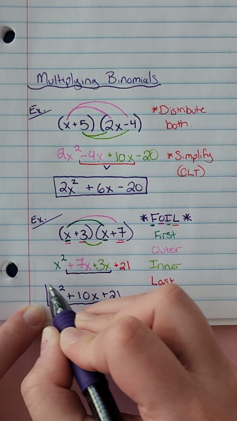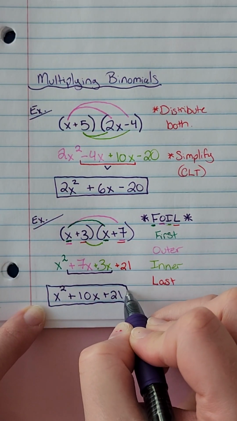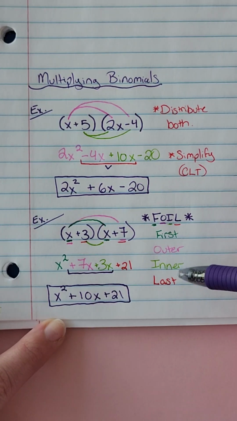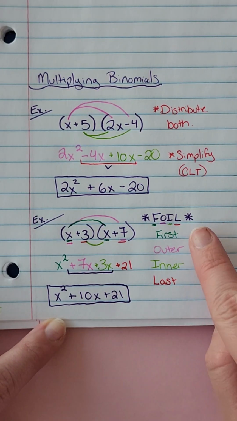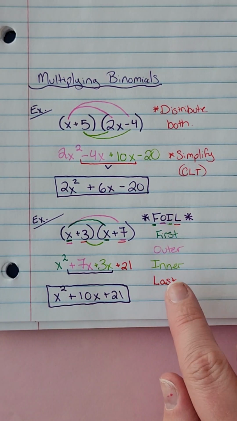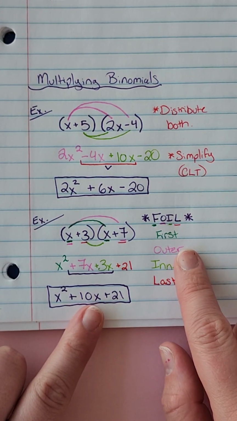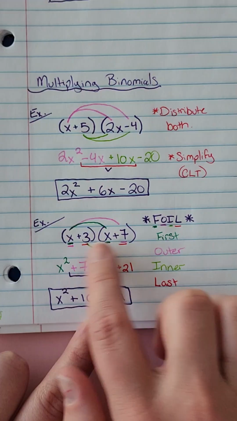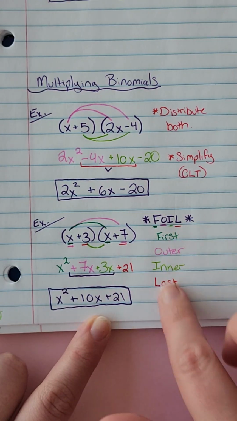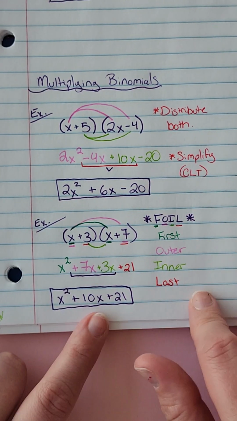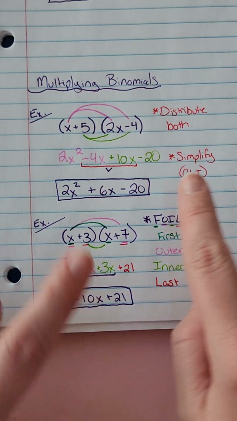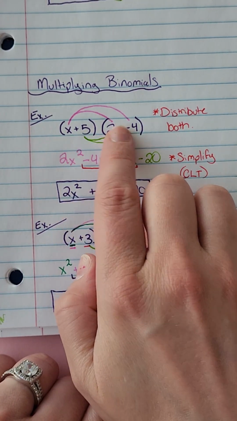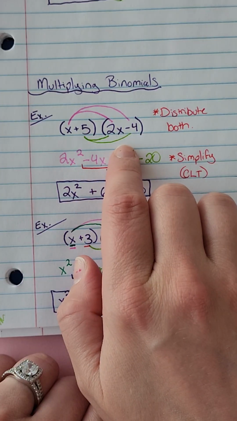So if you like having acronyms, words and ways to remember things, if you want to do the FOIL method, you are welcome to do this. Hopefully that helps you remember your steps. You multiply your first terms, your outer terms, your inner terms, and your last. If this is too confusing for you, you can absolutely do it this way too. Just distribute the first term to both and distribute the second term to both.